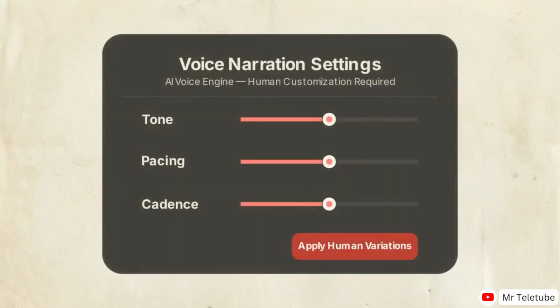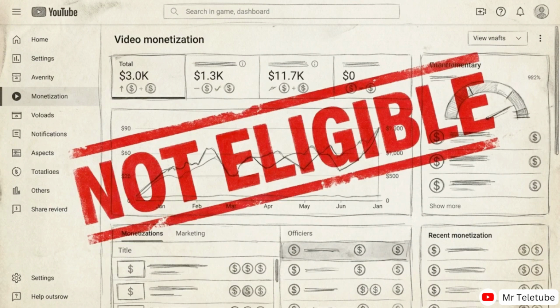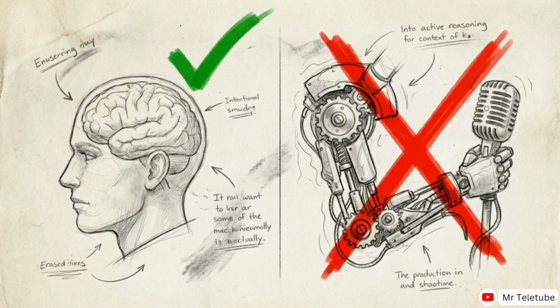If you use text-to-speech, you must manually customize the tone, pacing, and cadence. Outsourcing audio entirely to an automated tool without these tweaks often leads to demonetization. YouTube's current monetization framework prioritizes human perspective and creator presence over automated outputs.